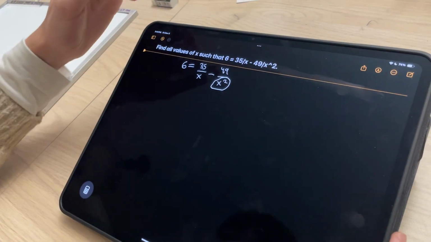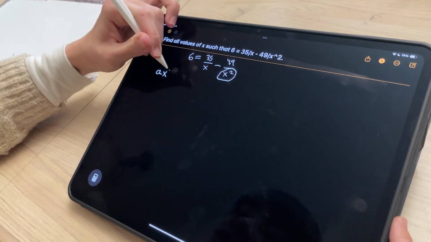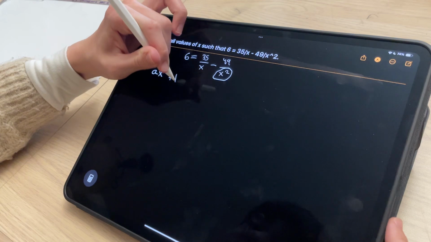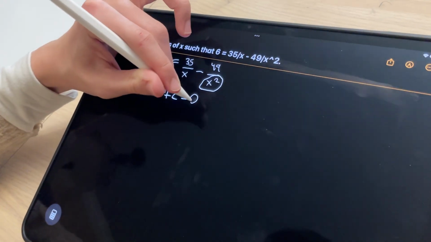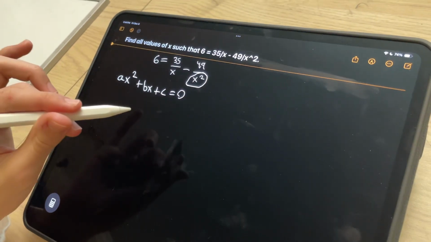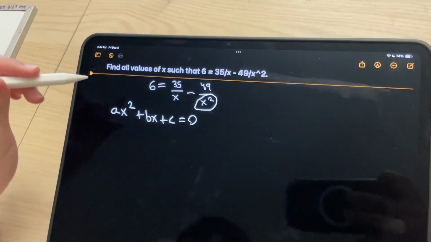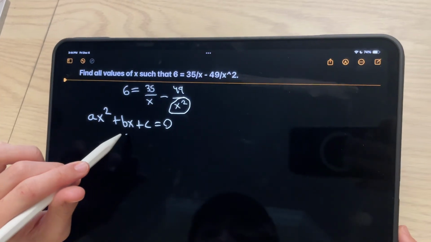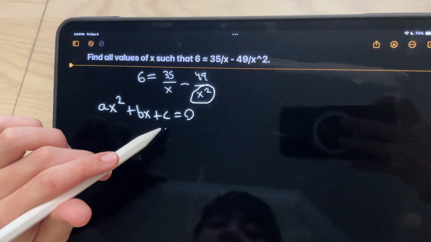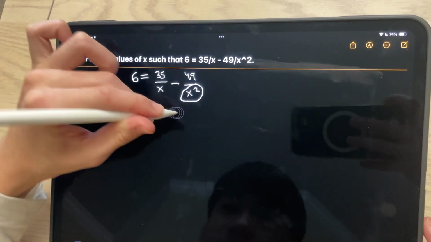And just as a review, a quadratic equation is any equation of the form ax squared plus bx plus c equals 0. A quadratic equation will always be equal to 0 here. We'll always have a degree 2 squared x term with coefficient a, and then a linear term, x with coefficient b, and a constant term c. So that is the form of a quadratic equation.